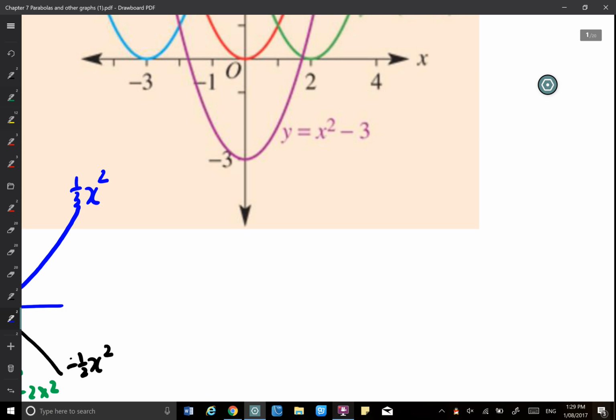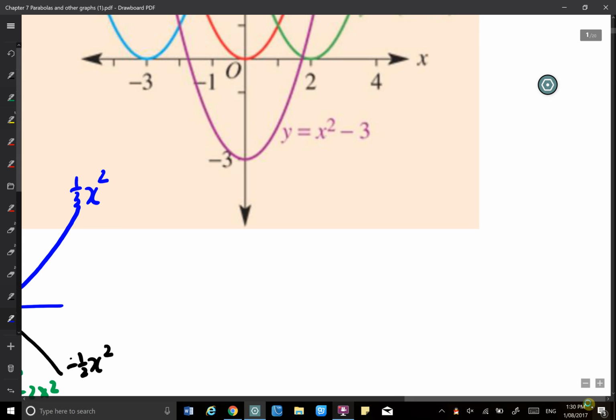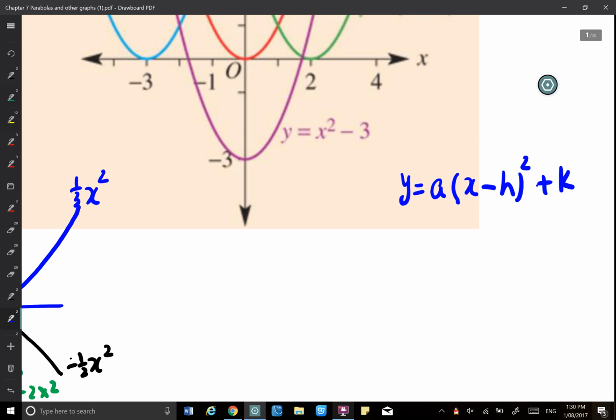What is the turning point formula first? For a quadratic, what's the turning point formula for a quadratic graph? Turning point formula. y equals a bracket x minus h squared plus k. Yep. So y equals a(x minus h) squared plus k. That's the turning point formula.